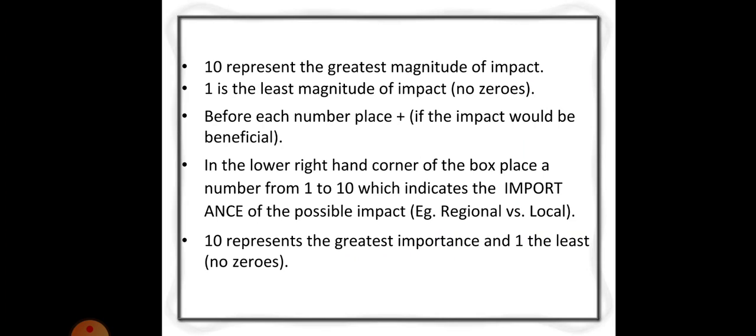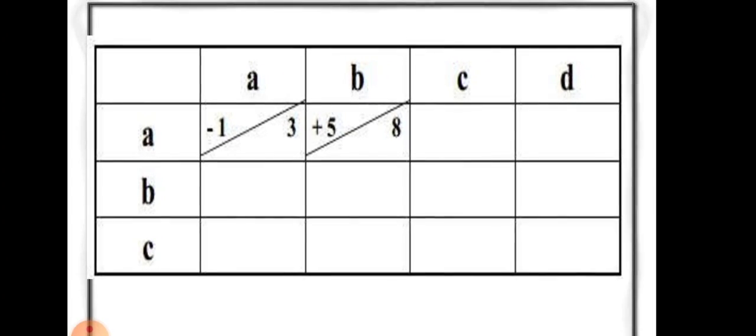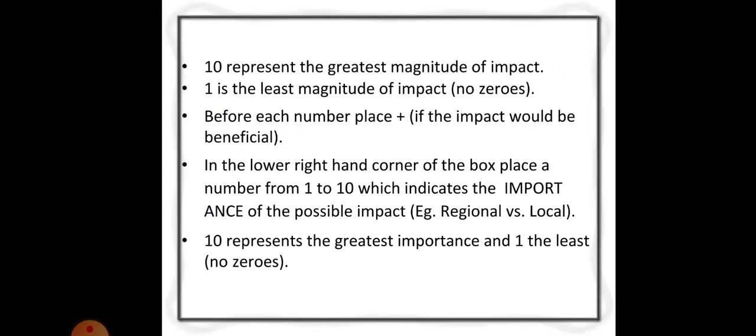If a cell has no division, that just means that the activity has no impact on the environmental aspect. Like I told you, it is rated on a scale of 1 to 10, where 10 represents the greatest magnitude of the impact, and 1 represents the least magnitude of impact. So there are no zeros, just remember there are no zeros.